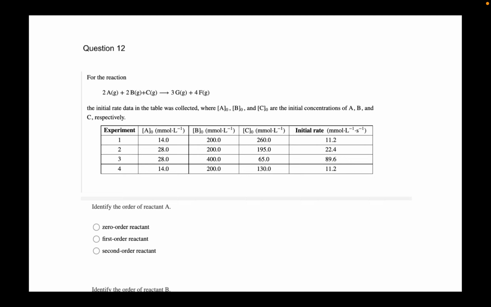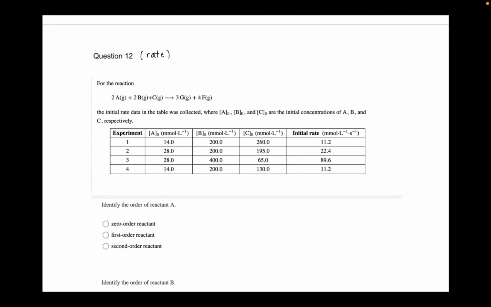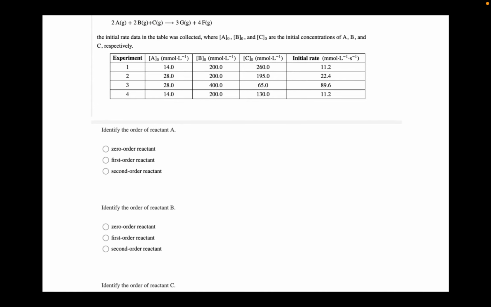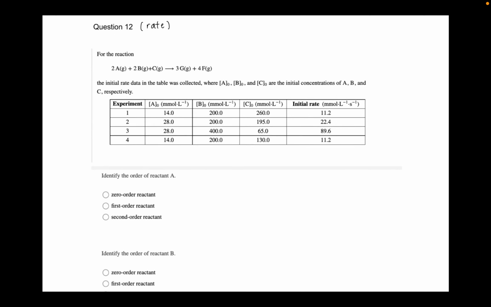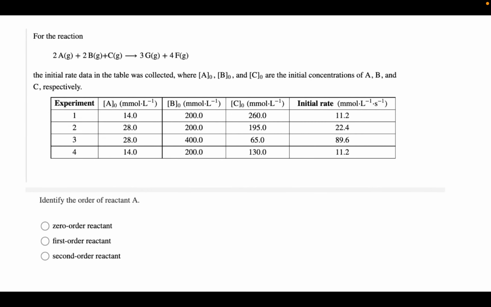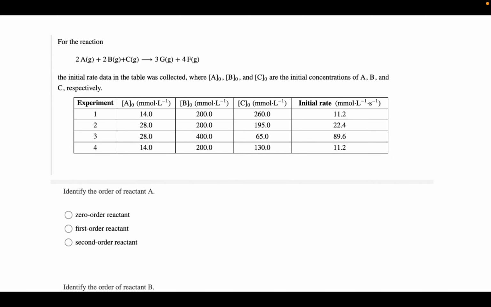I will go over how to solve and deal with these types of rate problems. So the first few questions are trying to ask how to identify the order of reactant A, B, and C, and also the overall order of the reaction. So let's do that first. How do you do that? By viewing this chart right here.